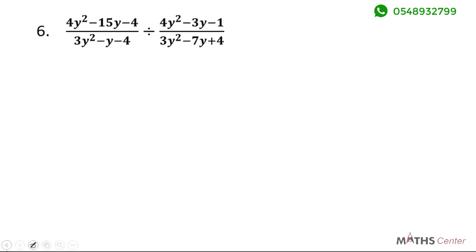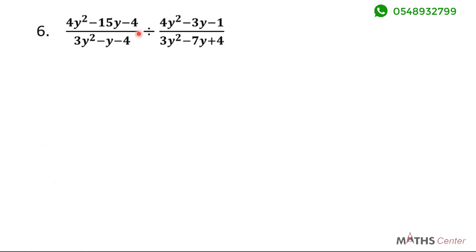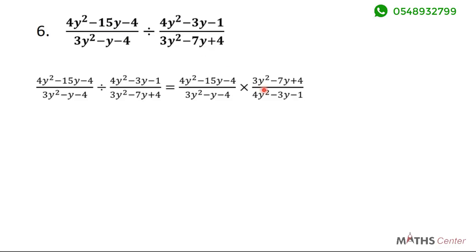So just as we did for the previous video, this is an example of division. So you keep what is on the left hand side, which means that you are going to keep the first part. You change the division sign to multiplication. Then you rotate what was on the right hand side, you turn it upside down. So what was on the numerator side will come as the denominator, and what was on the denominator will come as the numerator, as we can see here.